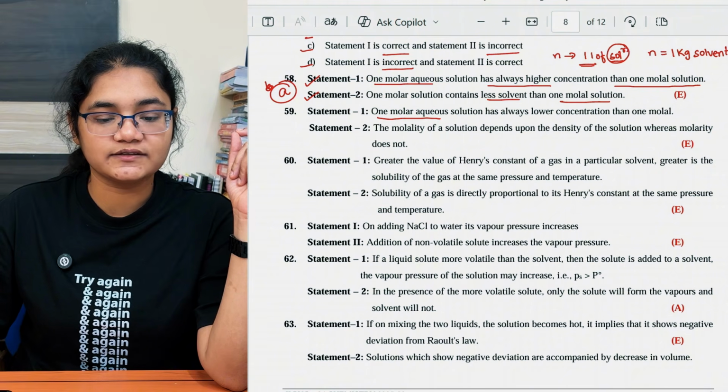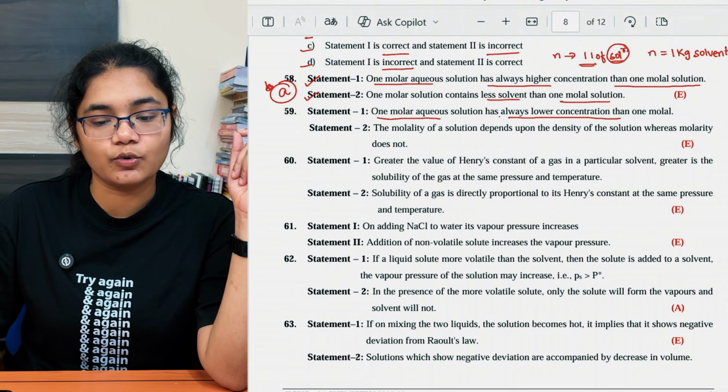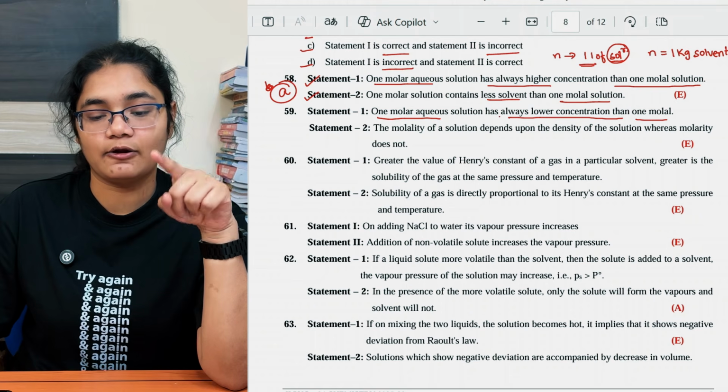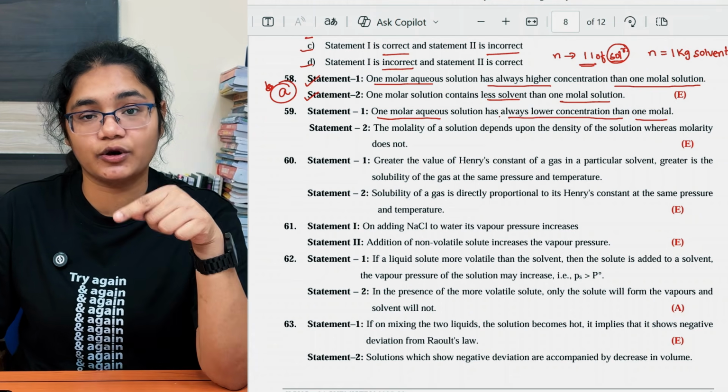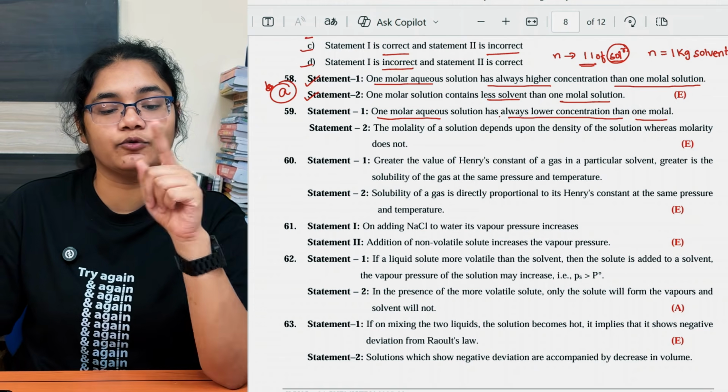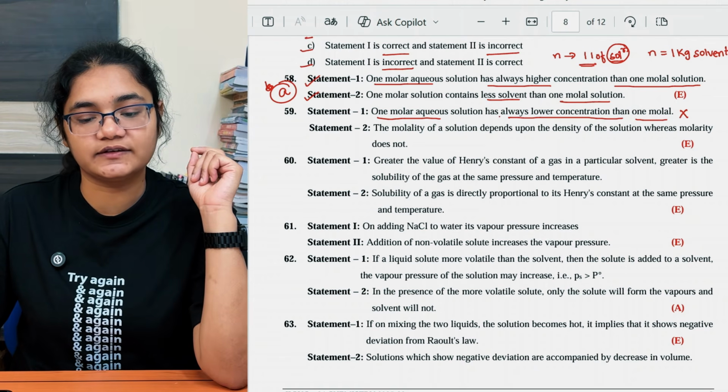1 molal aqueous solution has always a lower concentration than 1 molar. Now again, this one is important. You can see it is saying 1 molal is having lower concentration, but just now we discussed 1 molal is having higher concentration. So this statement is incorrect.